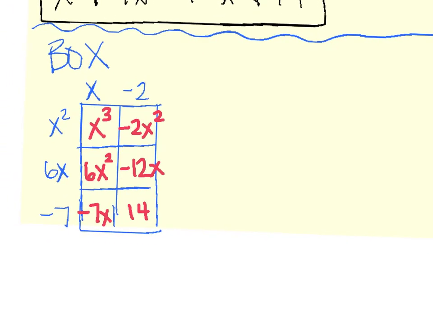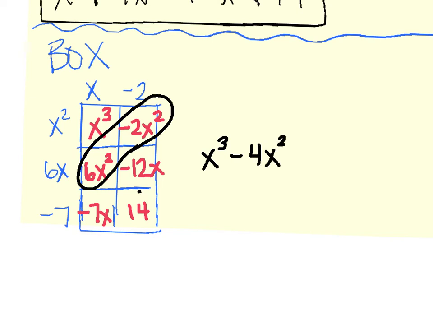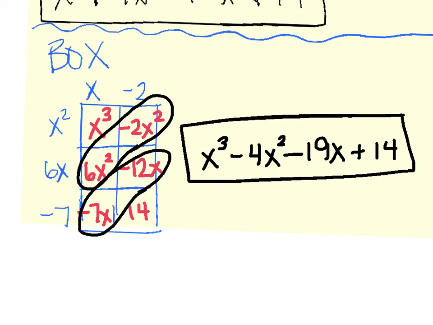So when you go to write your final answer, what I look for are like terms. We've got the x cubed right here, and I don't see any other x cubed, so I know x cubed is part of my answer. What's nice about the box method is sometimes your like terms line up diagonally like this. So I have a 6x squared minus a 2x squared, which will be minus 4x squared. Here's my negative 12x minus 7x, so that's a negative 19x, and then I've just got that 14 on the end, so plus 14.